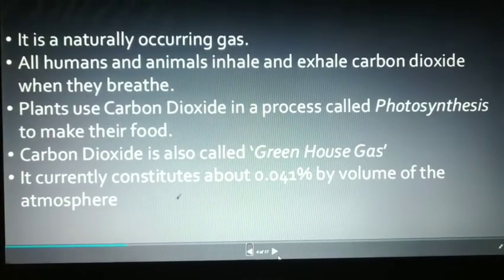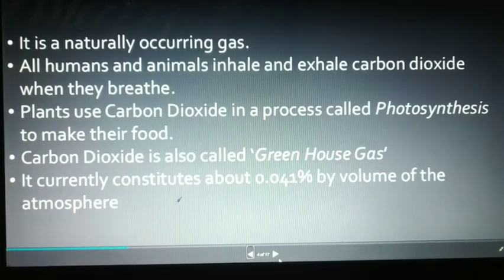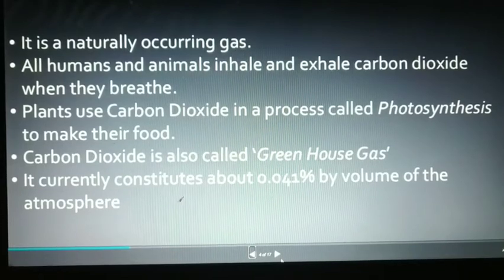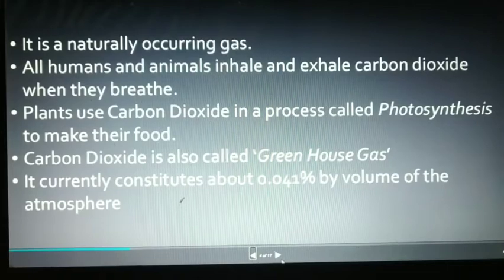These are the uses. Carbon dioxide is also called a greenhouse gas. It currently constitutes about 0.041% by volume of the atmosphere.